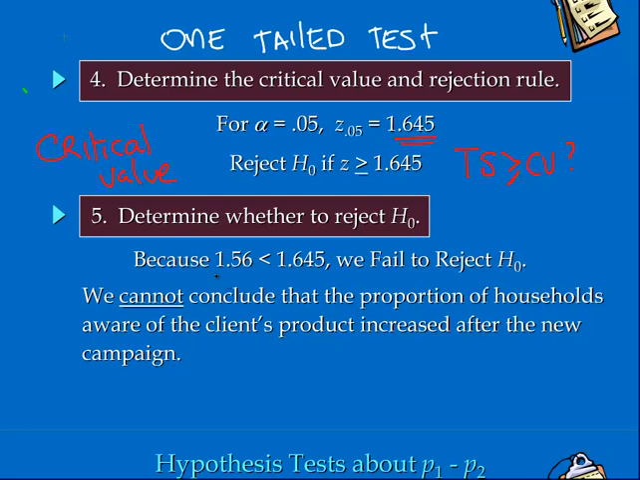In this case, it's not. We have 1.56 as our test statistic, and 1.645 as the critical value. So in this case, we fail to reject the null hypothesis. So we cannot conclude that the proportion of households aware of the client's product increased after the campaign. Essentially, it looks to us that the campaign was not effective. Anyway, that ends our presentation.